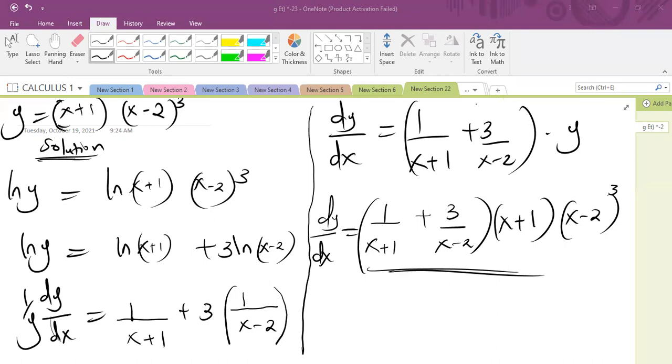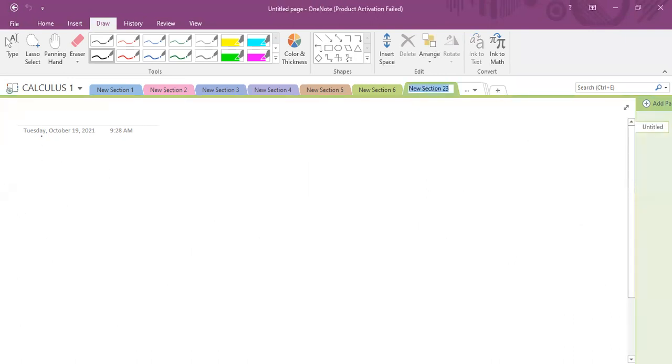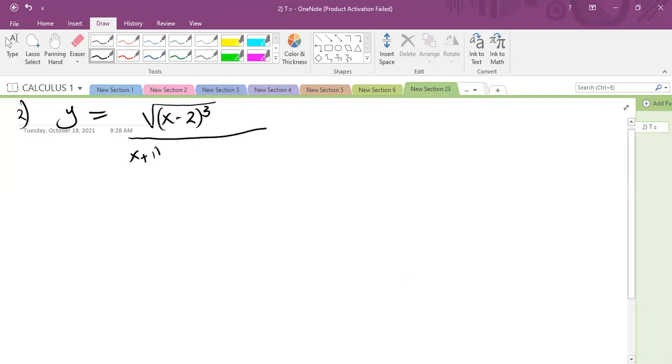Okay, guys, so next example. Example number 2, you're given y is equal to (x - 2) cubed, all this divided by (x + 1) squared (2x - 1), and you're told to differentiate. Clearly, as you can see, this involves multiplication, division, and if you were to differentiate, you'd probably use some chain rule.